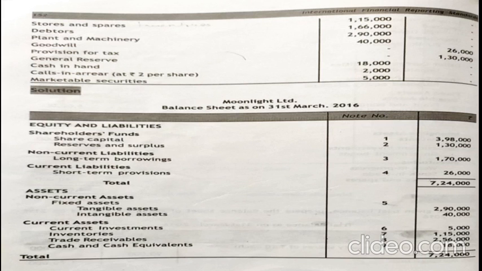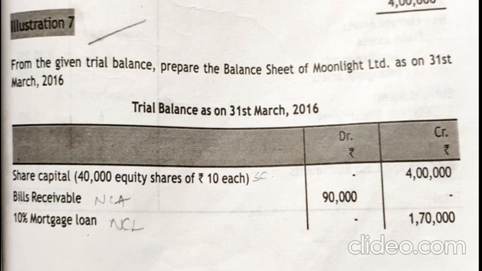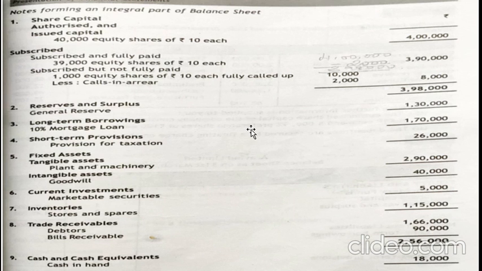So how much is the loan you have taken? It is 1,70,000. So we will be showing it under long-term borrowings, which is 1,70,000. Next we have short-term provisions according to your balance sheet format. Under short-term provisions, as I've told, proposed dividend, provision for taxation, anything which has been made as a provision will be coming under short-term provisions.